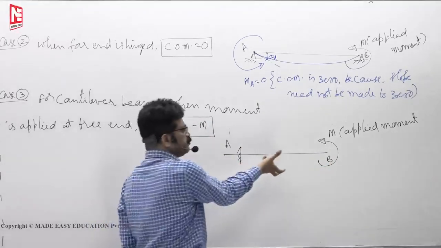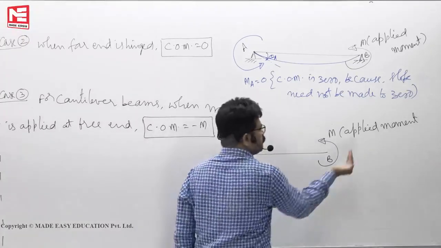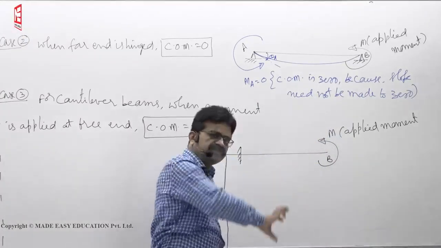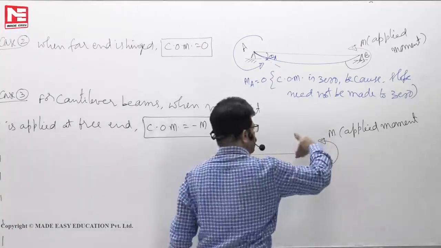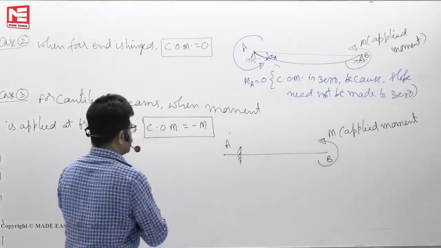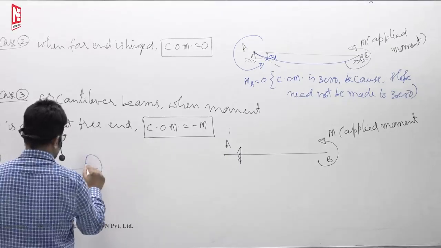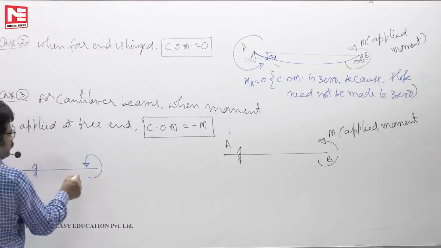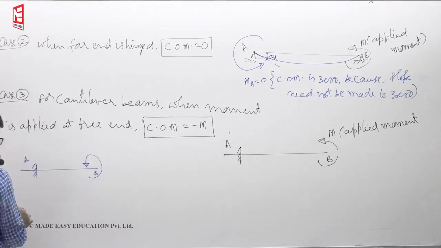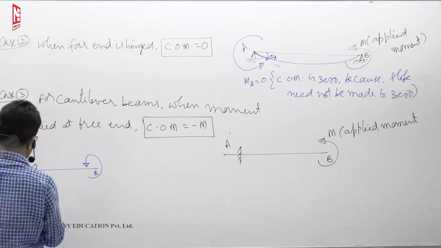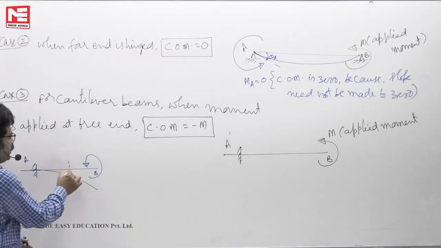Now, when you apply moment m, observe carefully how my fingers are moving. You are applying a moment m like this. Because of that moment, will B go down or up? See, moment is acting like this. For example, I explain here. This is a cantilever beam. I am applying moment like this. Will it go down or up? Supposing that you think it goes down like this.